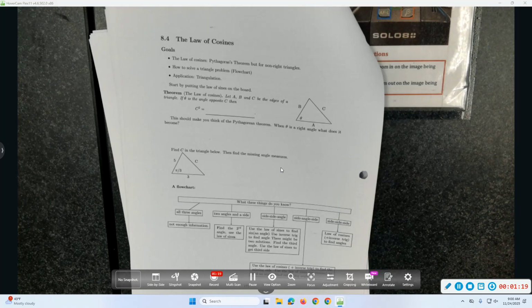What does the law of sines say? A over sine of A is equal to B over sine of B is equal to C over sine of C. So, if you take the ratio of the side length divided by the sine of the angle opposite, it's the same no matter which pair you pick. And we saw good times to use both of those. To use the law of sines, rather.